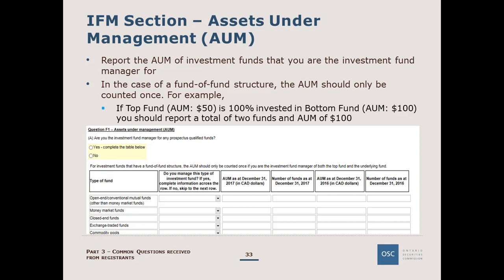I will now move on to discuss a few questions from the IFM section of the questionnaire. The first question in this section is asking you about the assets under management of investment funds that you are the investment fund manager for. If you have a fund of fund structure, then the assets under management should only be counted once. For example, if top fund, which has assets under management of $50 million, is 100% invested in bottom fund, which has assets under management of $100 million, you should report a total of 2 funds and assets under management of $100 million.